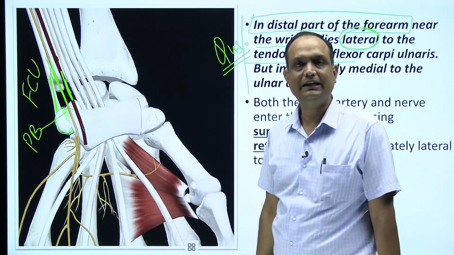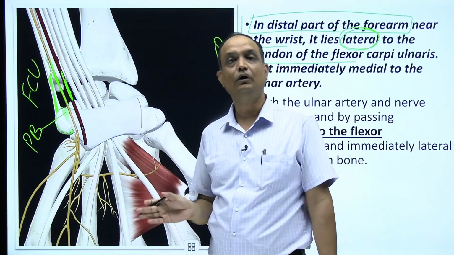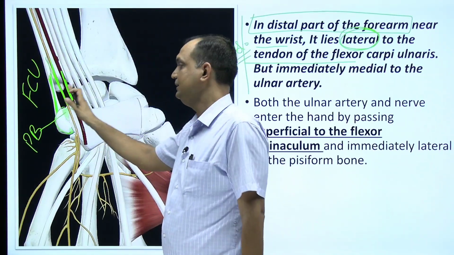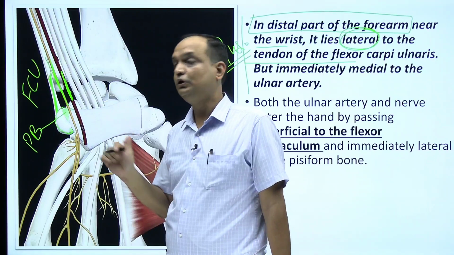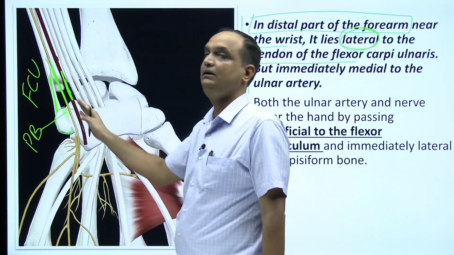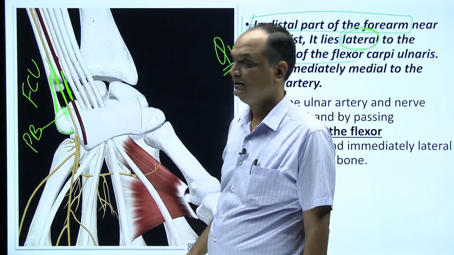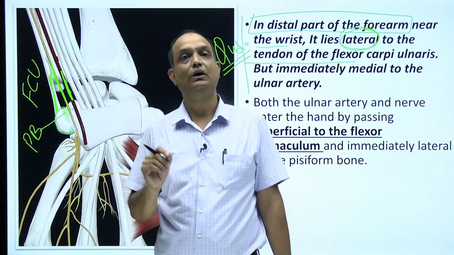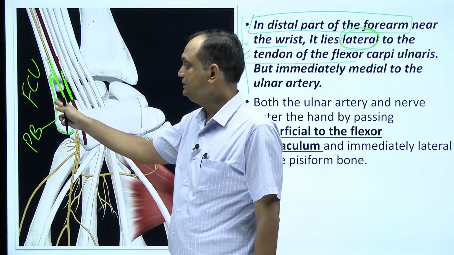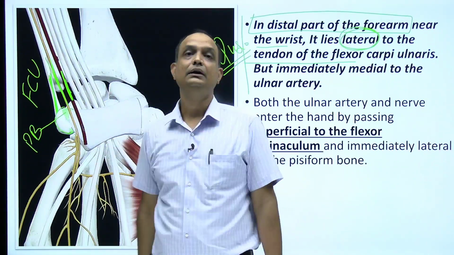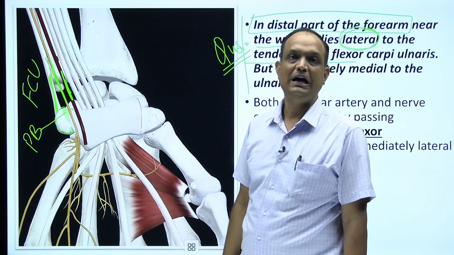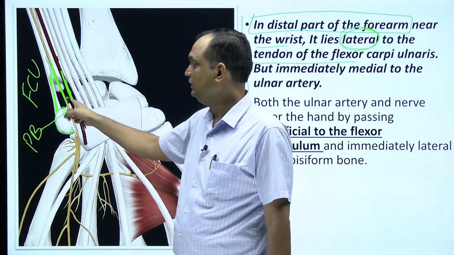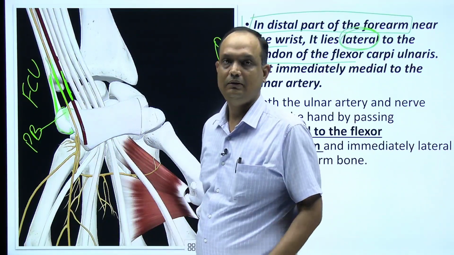So, what is the relation of nerve and artery? You will realize that the nerve is medial, the artery is lateral, and both of them lie just lateral to the flexor carpi ulnaris. So this is the question of your exam: what is the relation of flexor carpi ulnaris, ulnar nerve and ulnar artery in the lower part of the forearm? You have to remember that most medially is the tendon, then you will have the nerve, and then you will have the ulnar artery.